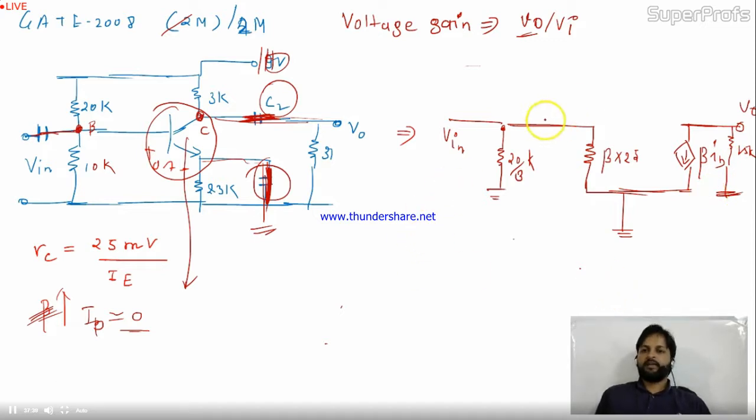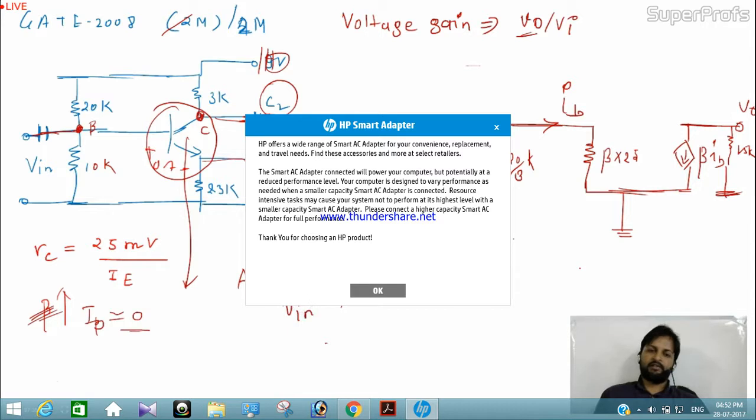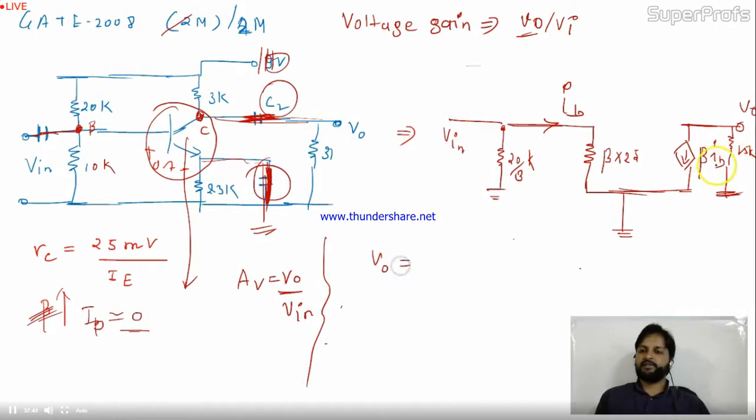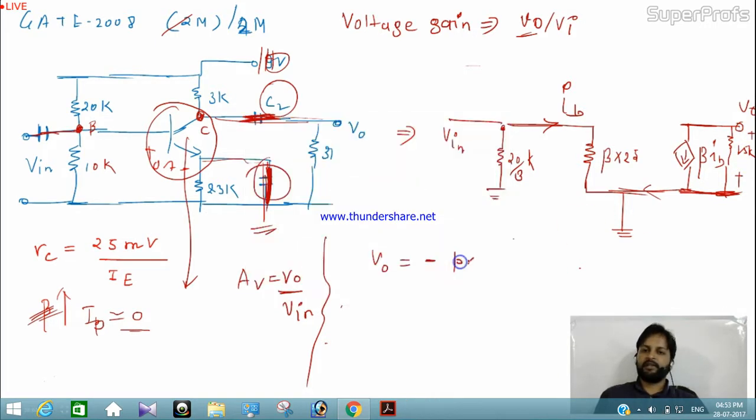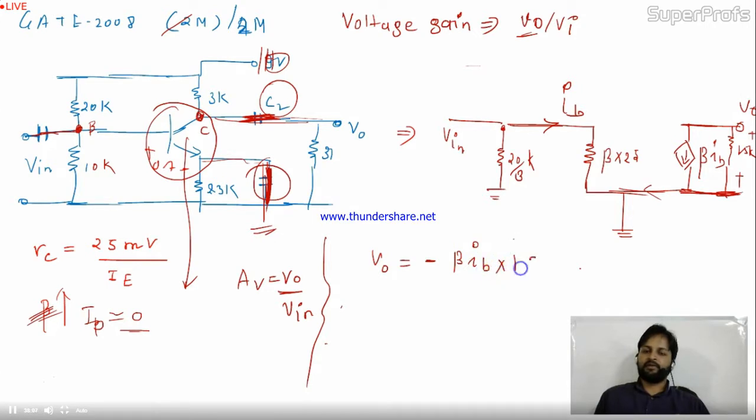Okay, now this is your IB, friends. You need to calculate AV. AV is nothing but V0 by Vin. So first calculate what V0 is. This is the closed circuit. This current will not come to this portion; it will go into this. So this IB current is coming from downwards and dropping itself into 1.5K. The polarity of V0 we are calculating this way. So V0 will definitely be negative, and it will be beta IB into 1.5K. Perfectly fine. This equation is okay.